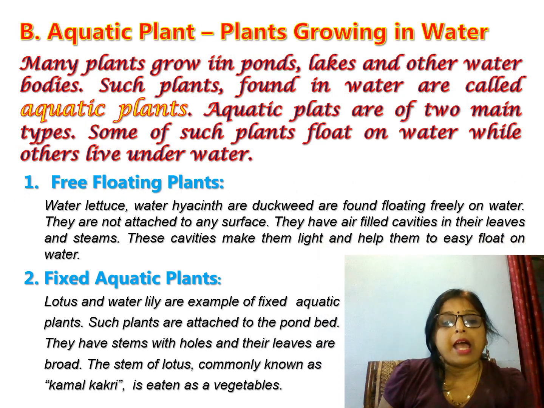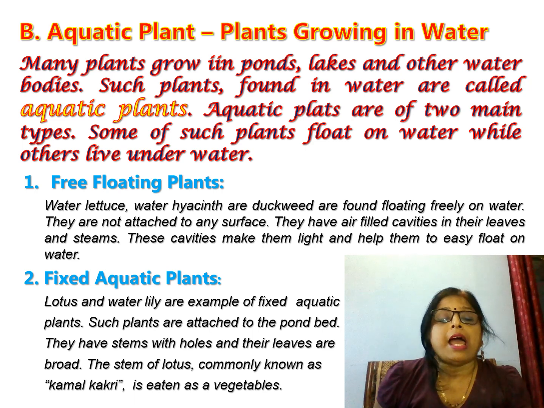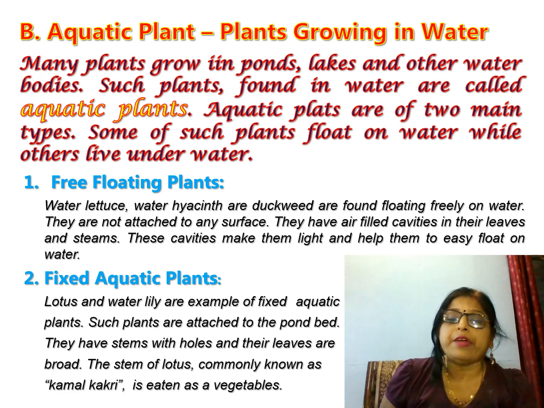Second one was aquatic plants. You know about the aquatic plants. Plants growing in water are called aquatic plants, and they are of two types. They are free floating plants and fixed aquatic plants.